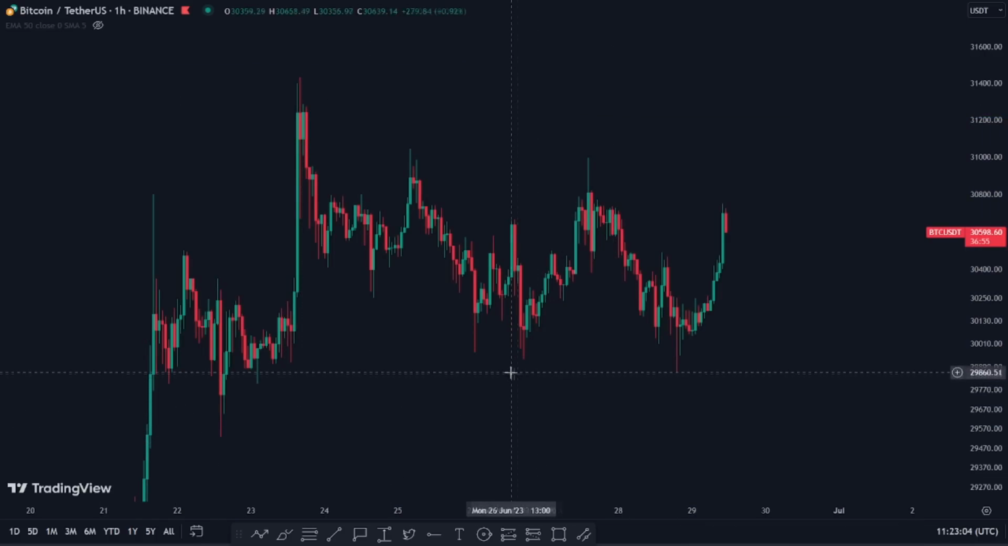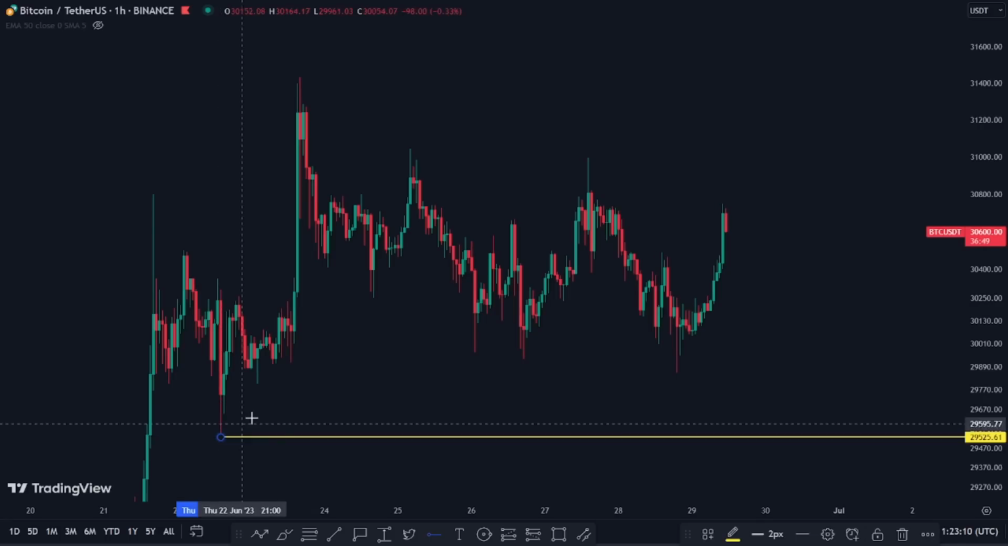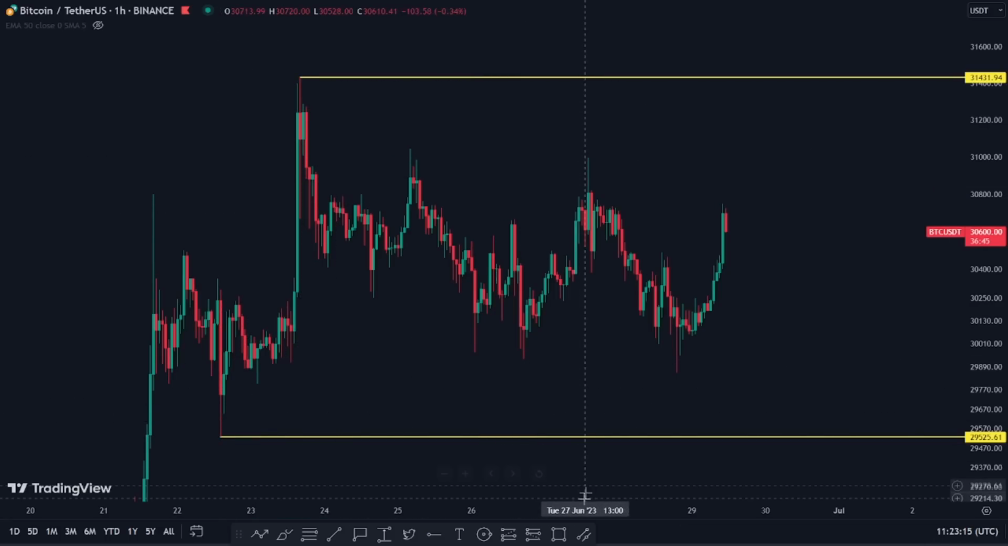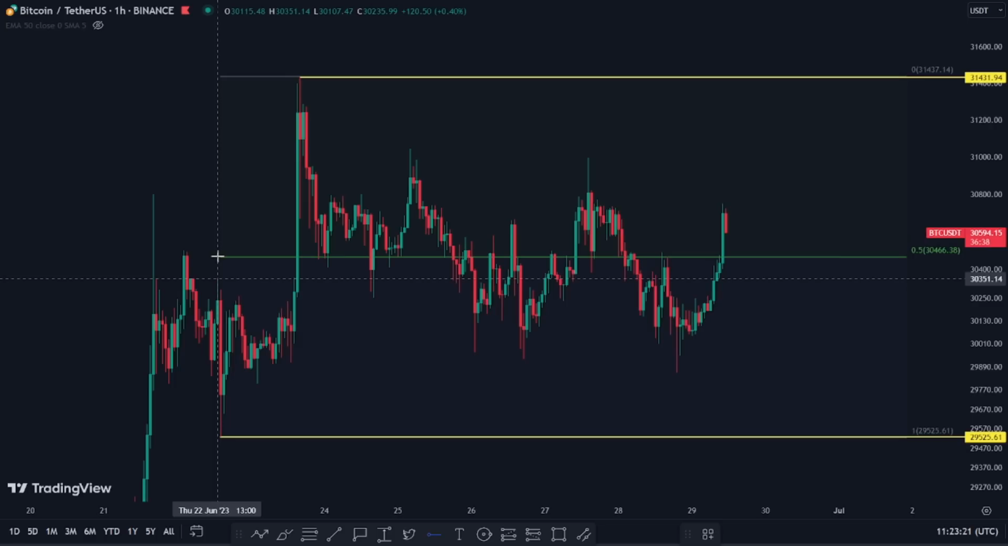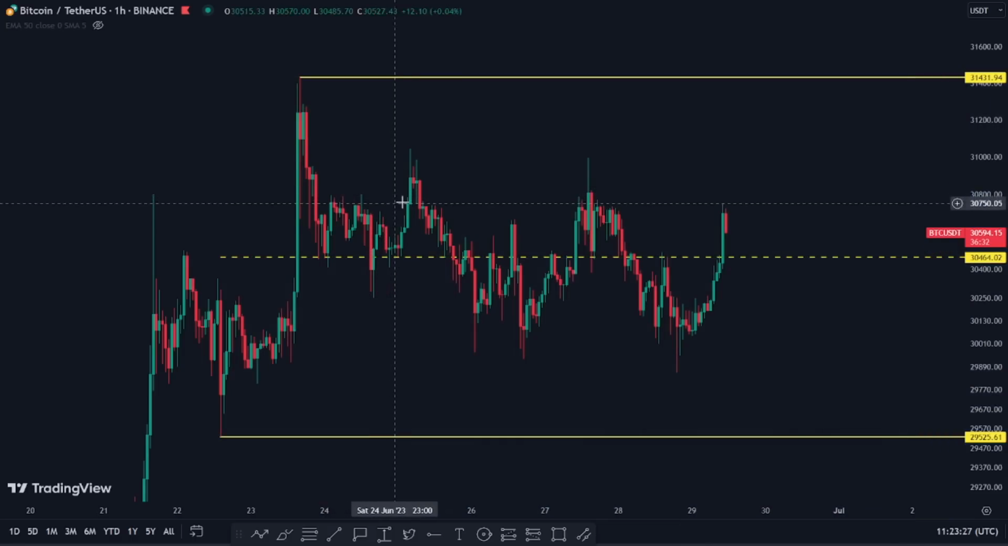Let me remove all of this. Let's see if this is some kind of range. Let me see. So imagine this is the range low. This is the range high. Okay. Let's see what the middle of the range is. So this would be the middle of the range. Let me do it like this so you can see. That's the middle of the range.